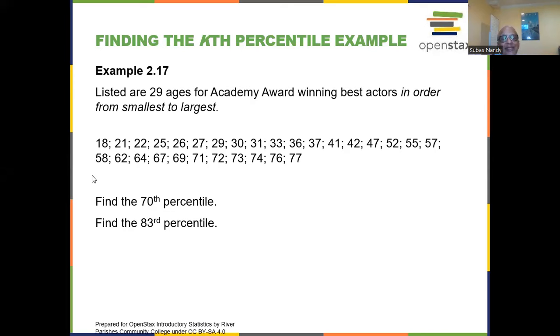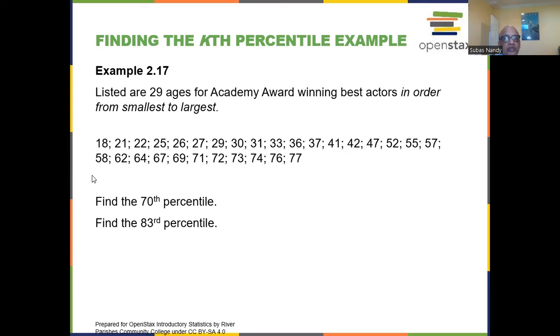Next, find the 83rd percentile. So 83 divided by 100 multiplied by 30, since 29 plus 1 is 30. It is the number in the 24.9 position. So we will look at the numbers in the 24th position and the 25th position and average them. Let's go look at the number in the 24th position.